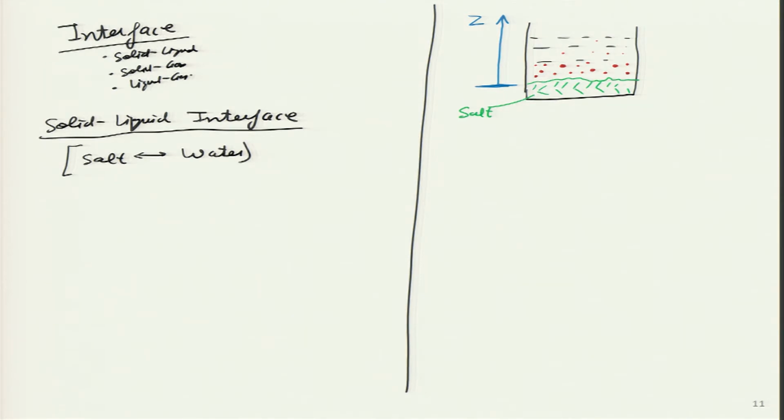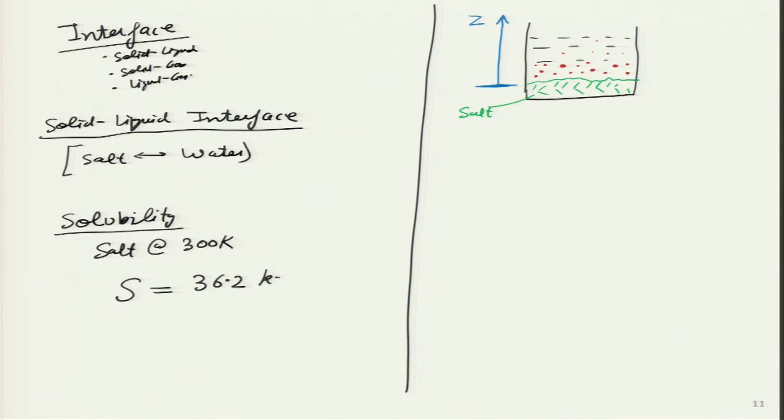So, the first question that comes over here is, because salt has dissolved in water, let me define something called the solubility. Experiments have shown that for the case of salt at 300 Kelvin, the solubility value for water turns out to be 36.2 kg. What it means is this much kg of salt gets dissolved in 100 kg of water.